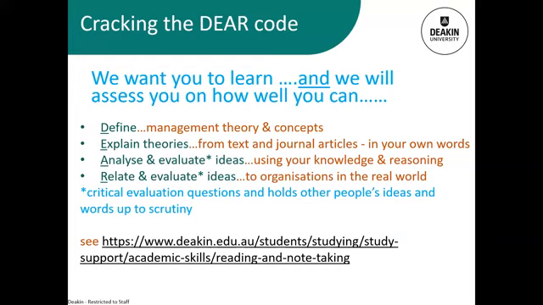So we want you to, first of all, define the management theory and concepts, and those concepts are from the textbook. Then explain those theories in your own words, again using the textbook, but also perhaps the journal articles you might read. Because if you're able to explain those concepts, then you're showing a deeper understanding of what they mean. And then from there, you'll need to analyse and evaluate the theories. How do they work? What are the different components and what are the factors that might impact their effectiveness?